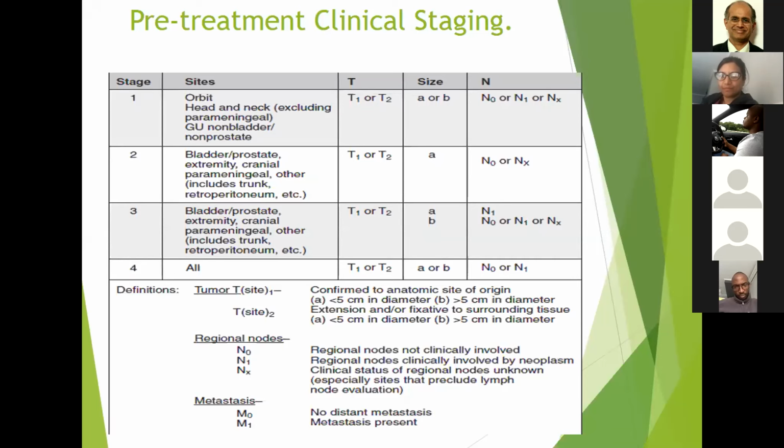And in stage 2, it's the bladder and the prostate, extremities and the cranial. So as the stage increases, the prognosis is worse as the stage goes up. So with your stage 4, it's basically all the sites, but with metastatic disease. So stage 4 is just metastatic disease.